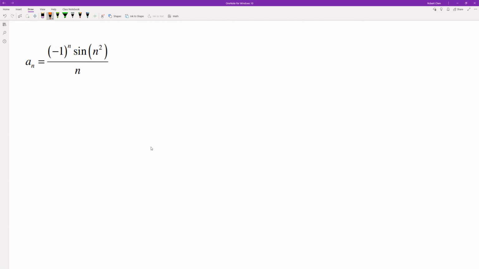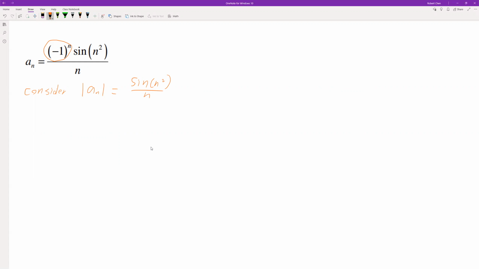All right. So first, let's consider the absolute value of the sequence. Notice that the sequence is again an alternating sequence, oscillating between positive and negative. So let's consider the absolute value of it, which is just sine of n squared over n, and that is much easier to work with. Our goal is to take the limit of this, but when you take the limit of this, it's actually very hard.